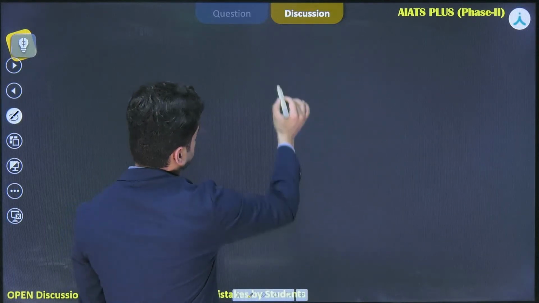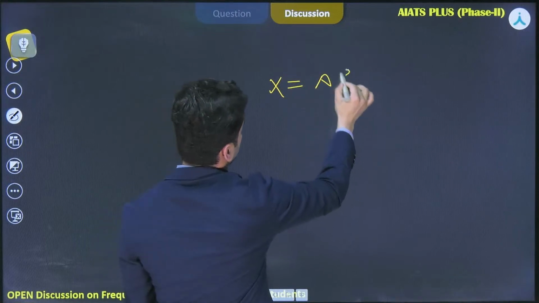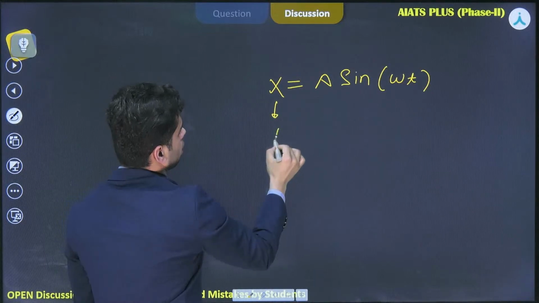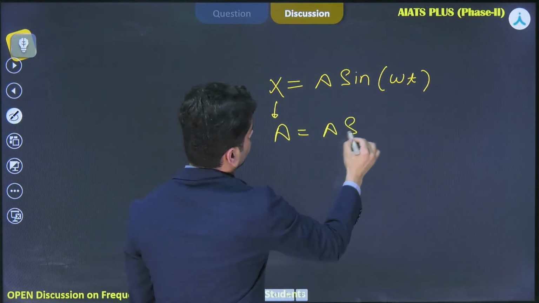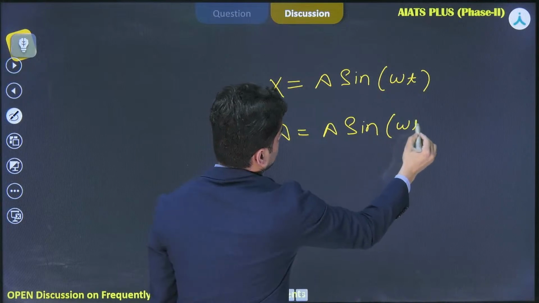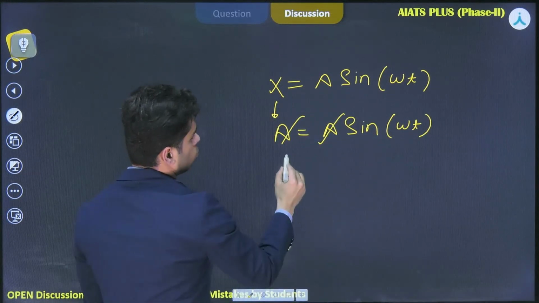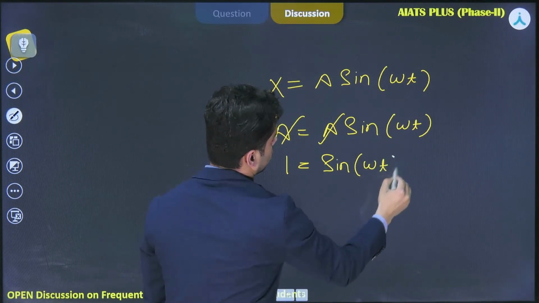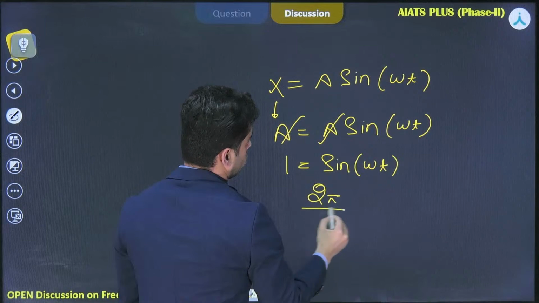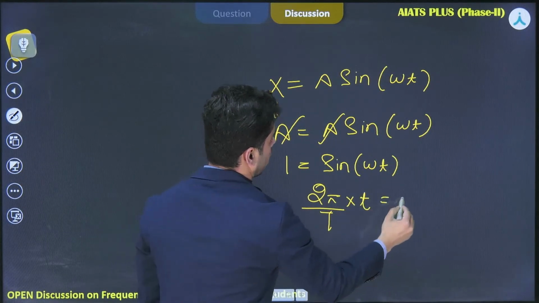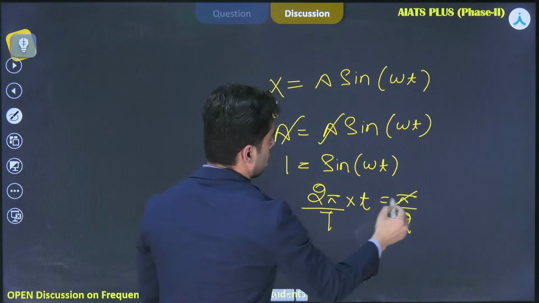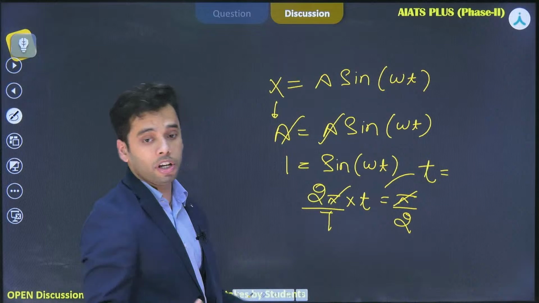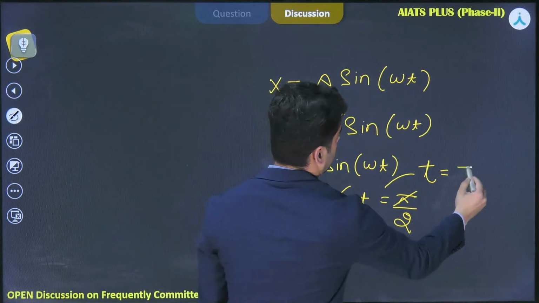So see, x equal to A sine omega t. If the particle starts from mean position and it reaches the extreme, for the extreme put x equal to A. So A is coming out to be equal to A sine omega t. Cancel this A and A. So you have 1 equal to sine omega t, which means that 2 pi by capital T into small t should be equal to pi by 2. Cancel this pi and pi. So from here, time taken to reach the extreme will be equal to T by 4.